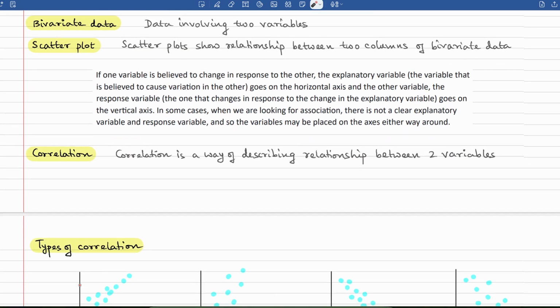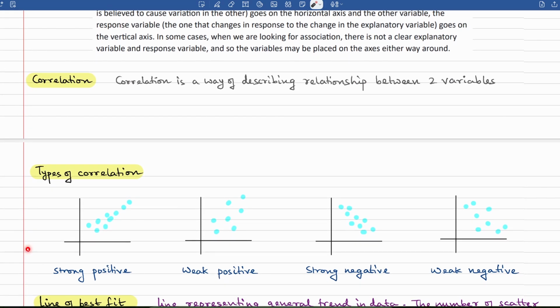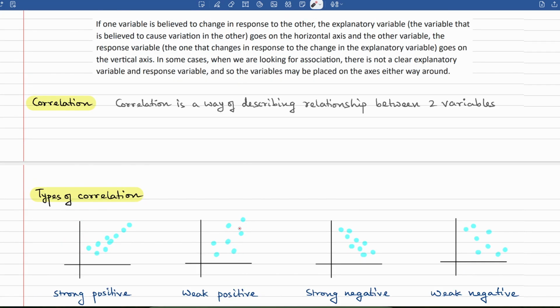Correlation can be of 4 types. It could be a strong positive correlation where the data points will be sloping upward and clustered. It could be a weak positive, where the data points are still sloping upward but not grouped as tightly as in the strong positive case. Then you can have a strong negative correlation where the data points slope downwards and they are clustered together. And similarly, the weak negative correlation where the data points still slope downwards but they are not as tightly packed as the strong negative ones.